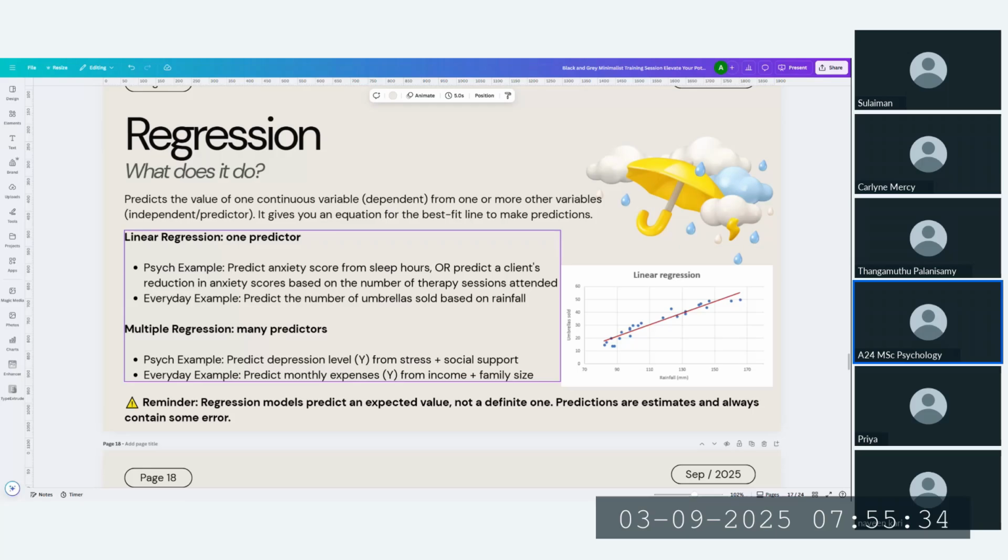For example, you predict anxiety score based on sleep hours. What does your mind tell you? Anybody, unmute your mic and tell me, without looking, what is your gut feeling about the relationship? If you have to predict anxiety score from the number of hours of sleep, what is your gut feeling?